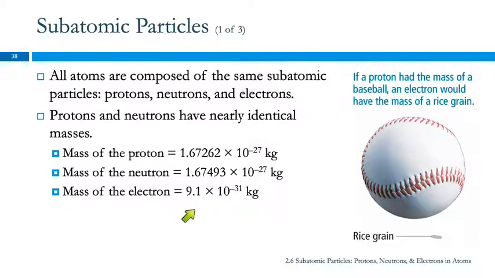The mass of an electron, 9.1 times 10 to the minus 31 kilograms. So this is significantly smaller, roughly 2,000 times smaller. If the electron was a grain of rice, then the proton would have the mass of a baseball. So protons and neutrons are very massive compared to the electrons.